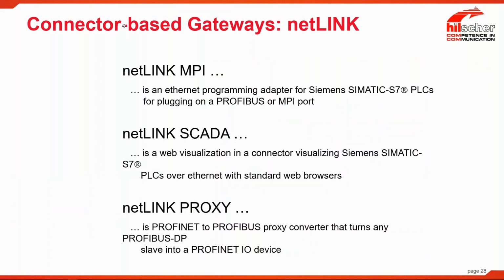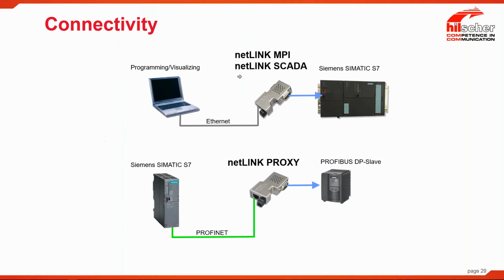Okay, let's change gears here a little bit and move into our connector-based gateways, our netLINK MPI, netLINK SCADA, and the netLINK PROXY. Let's go through netLINK MPI and netLINK SCADA first. The hardware is the same for those two. It's slightly changed by software, but the hardware is the same. And the netLINK PROXY is a little different. If you can see there on the back of the netLINK MPI, there is a pass-through connector. For the PROXY, there is not, and I'll show you why here in a moment.